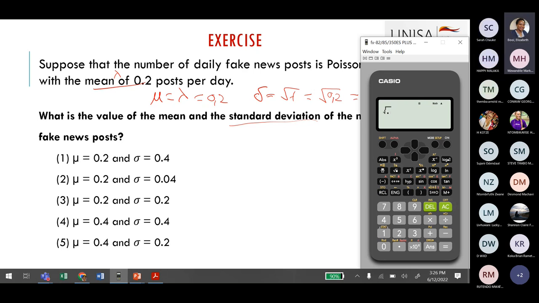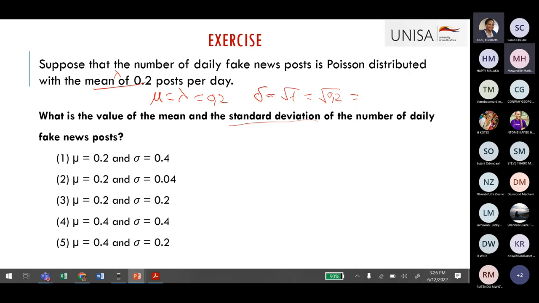coefficient of 0.2 is equal to 0.45. I'm just going to leave it to 0.4, and that will be number one. That was easy, right?